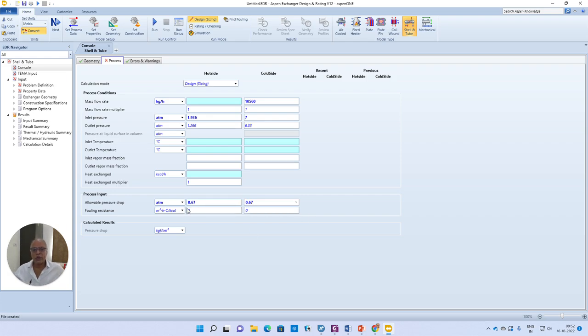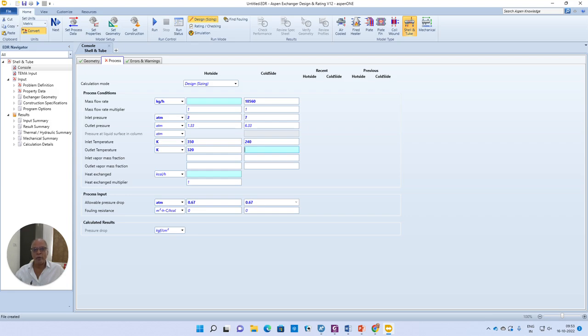So the moment I put these values, you can see that the outlet pressure is automatically adjusted. Right? Now, we know all four temperatures. The hot side is entering at a temperature of 350 Kelvin and the cold side is entering at a temperature of 240 Kelvin, and the hot side outlet temperature is 320 and the cold side outlet temperature is 300.